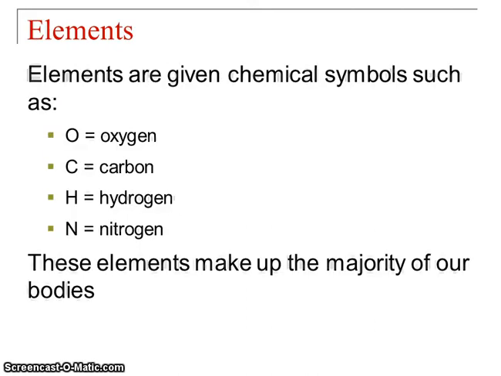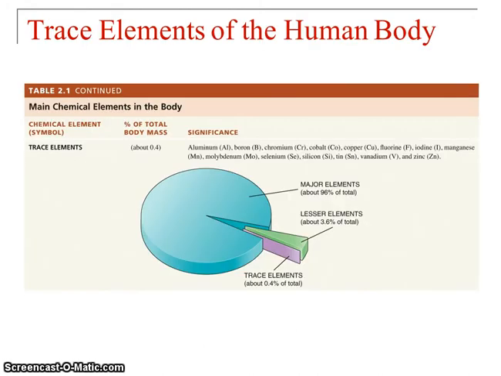All matter is made up of elements. So elements we have on the periodic table, and they have chemical symbols. So here are the most important ones for our body: oxygen, carbon, hydrogen, and nitrogen. You can see the book has really nice tables of the different elements in the body.